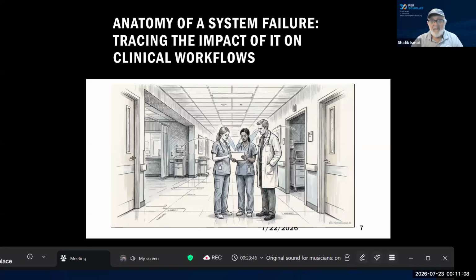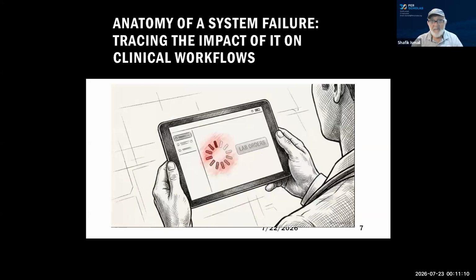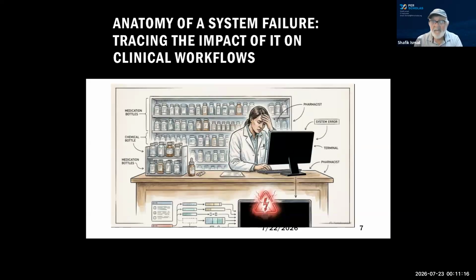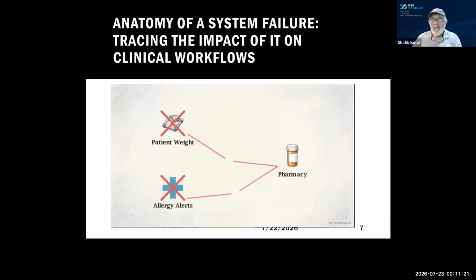This creates an immediate obstacle for the clinical team, who are unable to order the laboratory clearances required before the first incision can be made. In the pharmacy, the impact is just as severe. Pharmacists cannot verify the patient's weight or known allergies, preventing them from dispensing the necessary surgical medications.